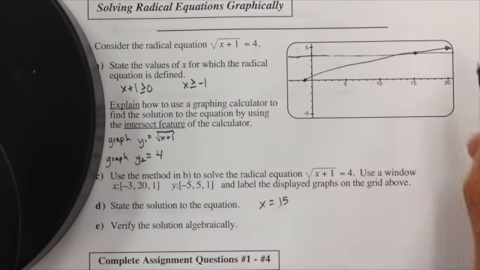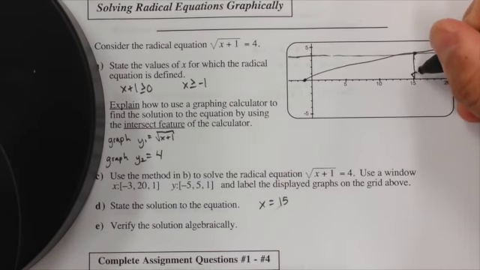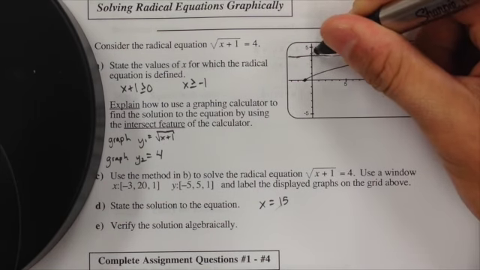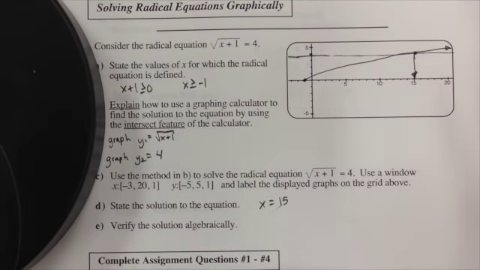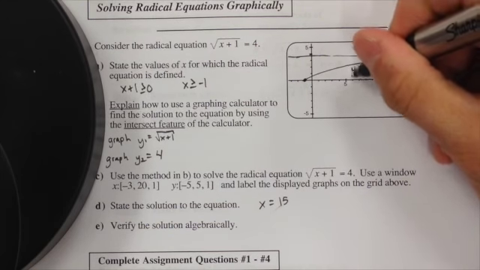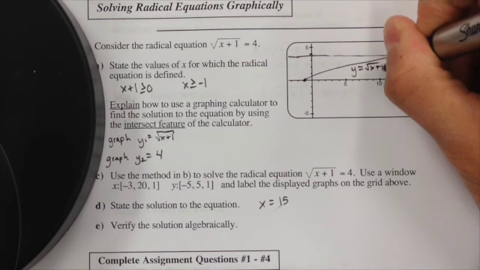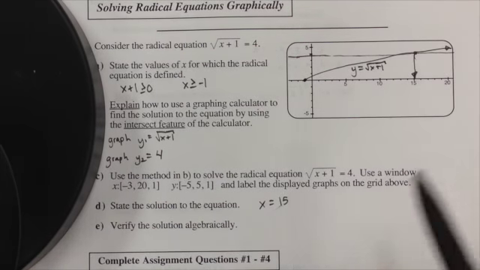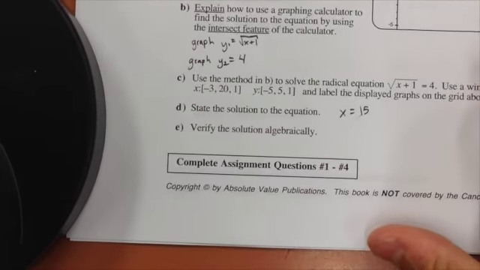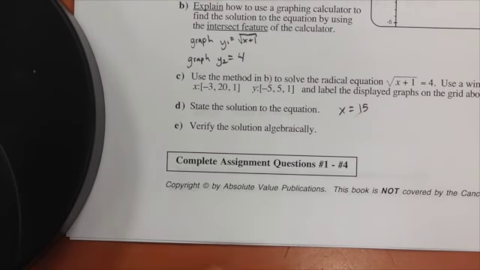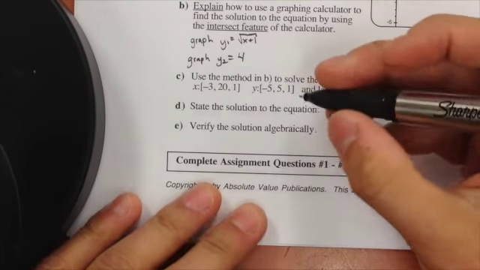So that's what our graph actually looked like. Right here is going to be at 15, and this is at, well, it should have been at 4. The equation of this line is y equals square root of x plus 1. Okay, now what we need to do is verify the solution is correct, and we need to do so algebraically.